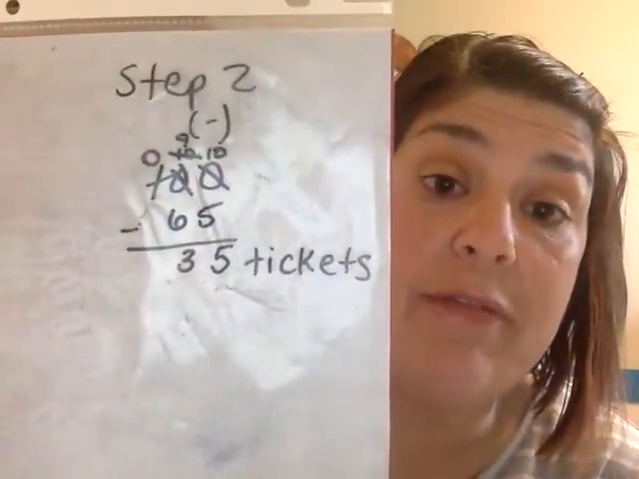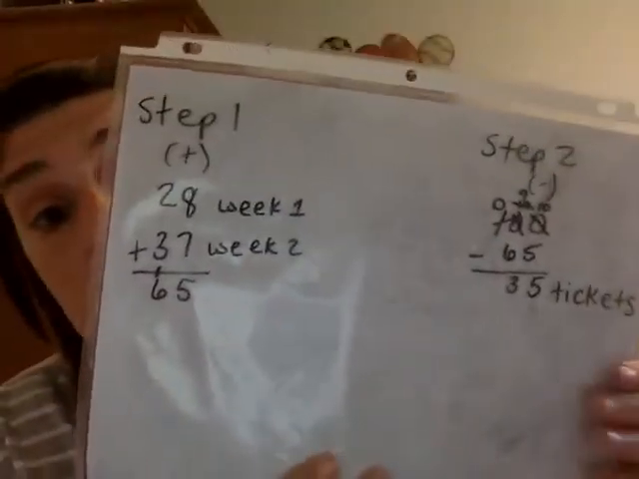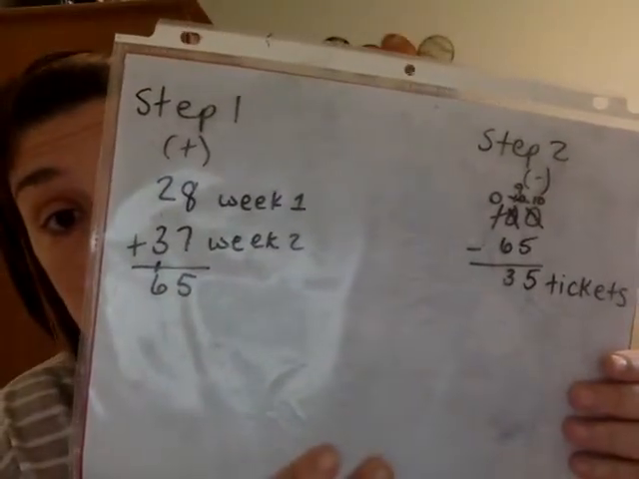Let's start in the ones place. 10 minus 5 is 5. 9 minus 6, or 90 minus 60 is 30. And I don't have any in the hundreds place. So how many tickets do I have left to sell? I have 35 tickets left to sell. And this is what your sheet should look like.